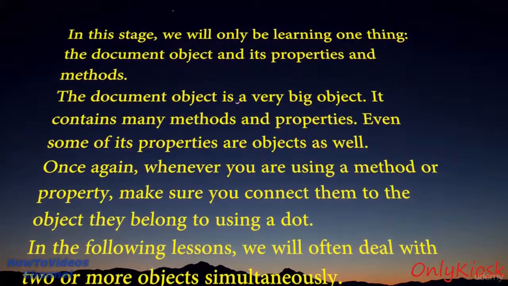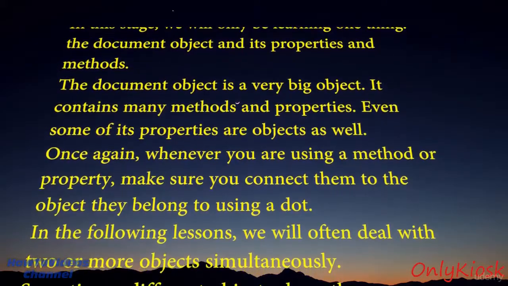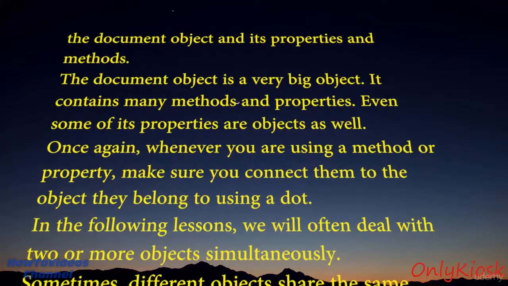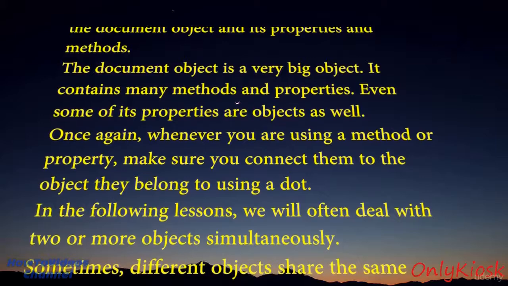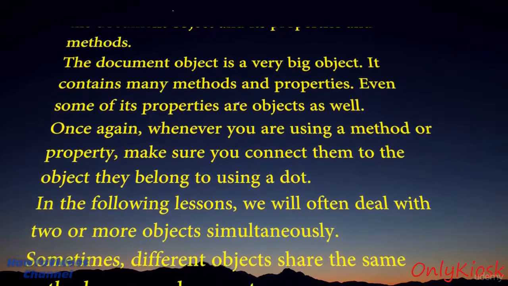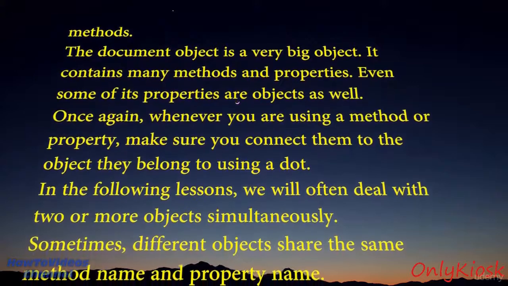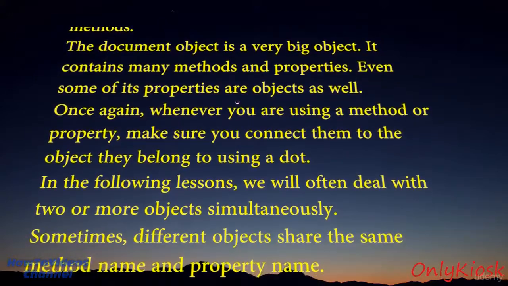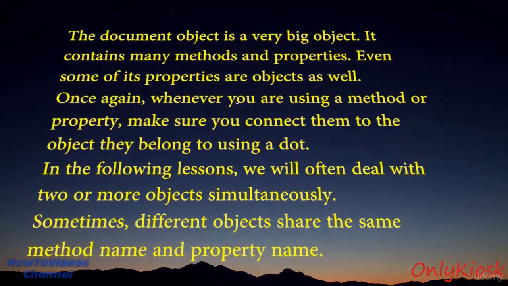Once again, whenever you're using a method or property, make sure you connect them to the object they belong to using a dot. In the following lessons, we'll often deal with two or more objects simultaneously. Sometimes, different objects share the same method name and property name. Always make sure you have a clear idea of which object you're dealing with. Never mix objects.